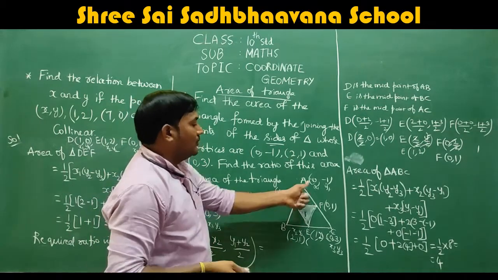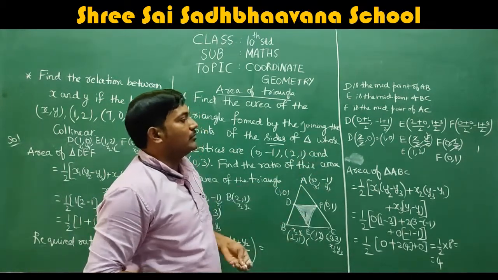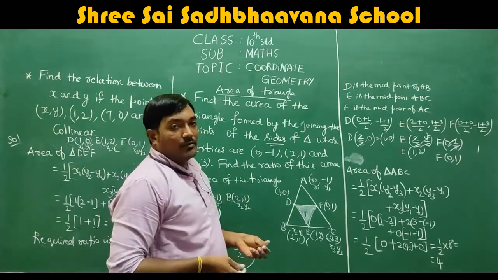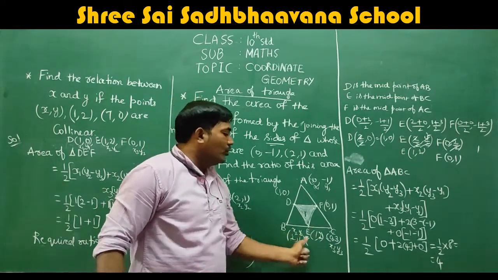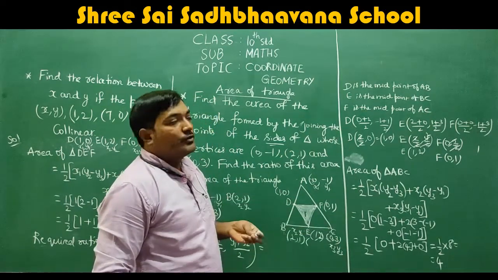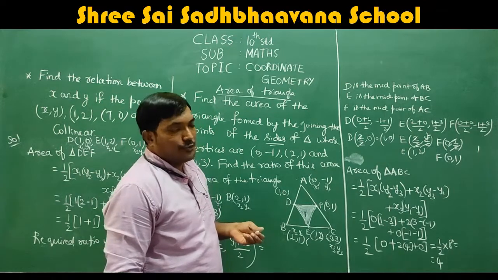So 0 plus 2 by 2, and next, minus 1 plus 1 by 2. So what we got? 2 by 2, 0, which is (1, 0). Similarly, E is the midpoint of BC. So 2 plus 0 by 2, 1 plus 3 by 2. So which is 2 by 2, 4 by 2, which is (1, 2).